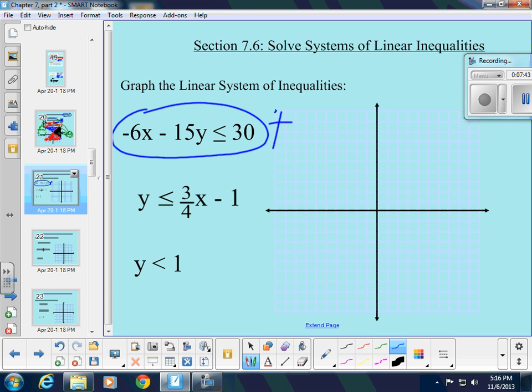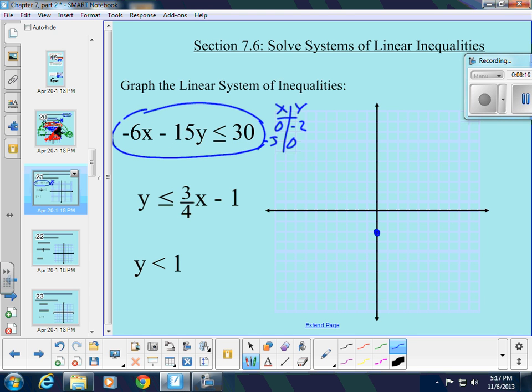This one, again, would be a good one to graph using the intercepts method. I would put in 0 for x and 0 for y and see what my intercepts are going to be. And again, if you don't remember that method, that is a very handy one. So I would try to recall that one because, as you're seeing, it can be useful still, even in this chapter. If I put in 0 for x, 30 divided by negative 15 would give me negative 2. So my y-intercept would be negative 2. Going back to the original inequality, if I put in 0 for y, 30 divided by negative 6 would be negative 5. So there are my 2 intercepts for this particular inequality.